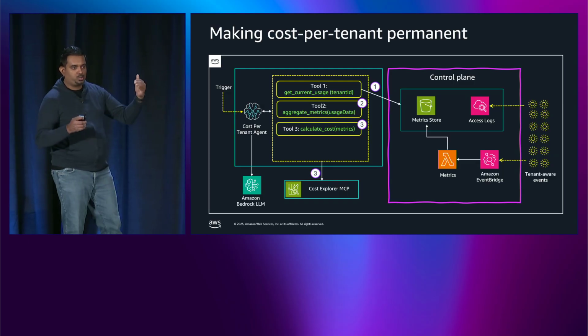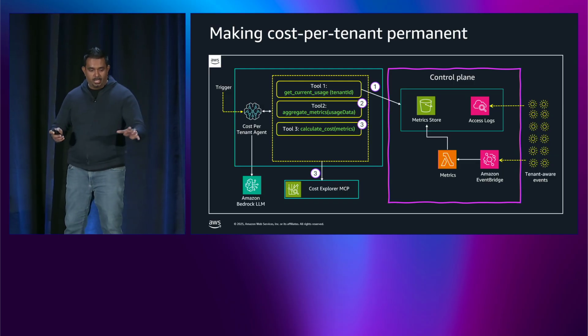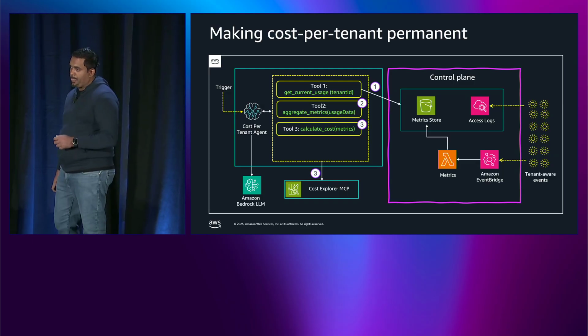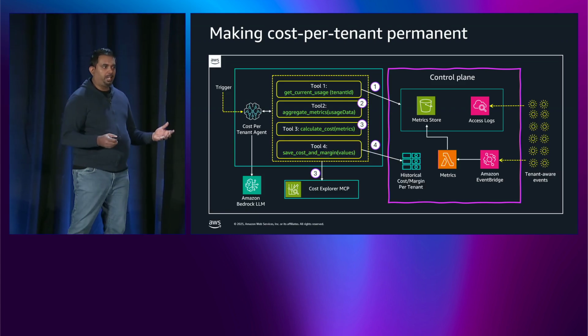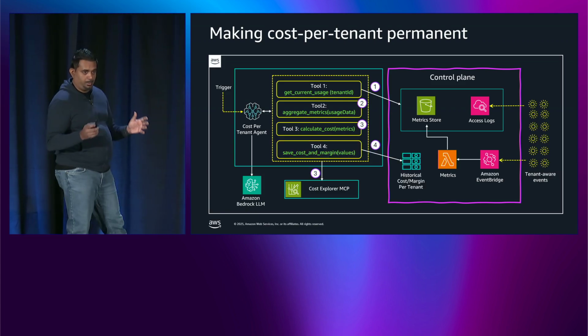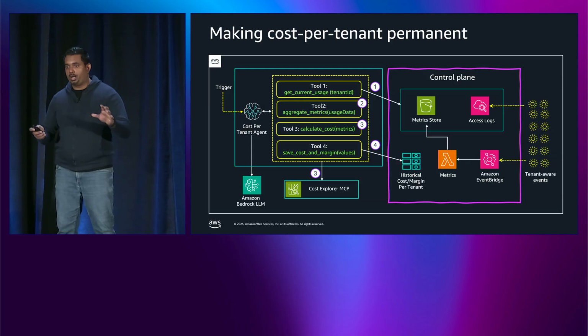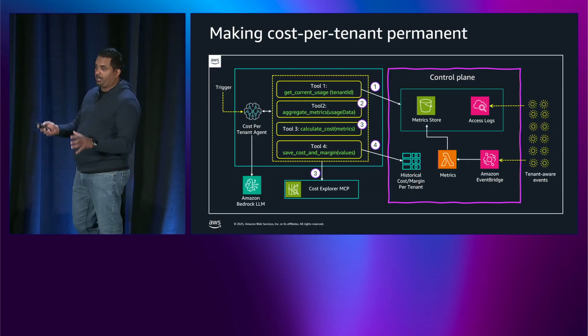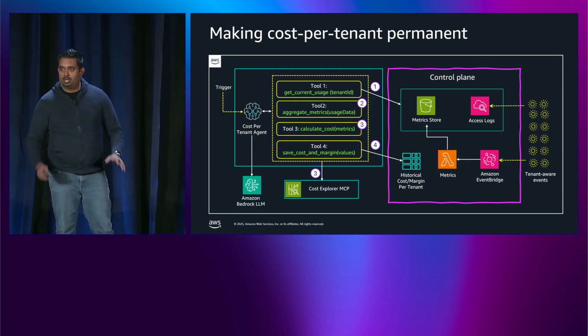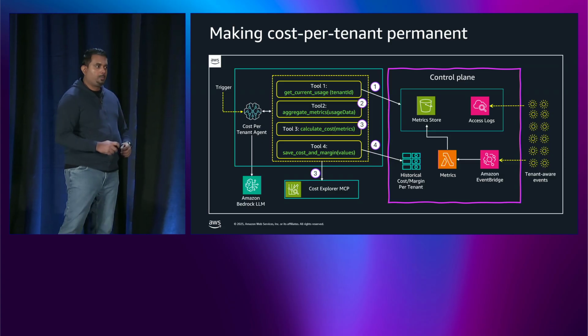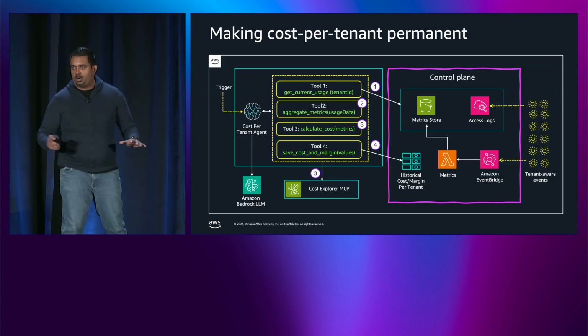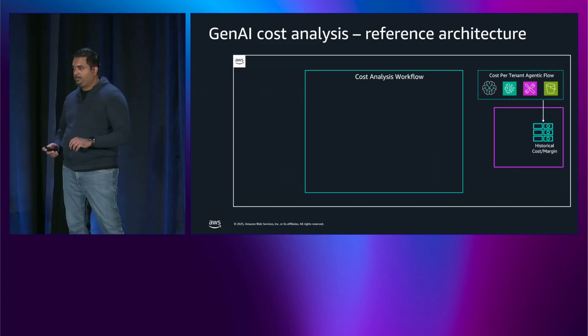Now, whenever you are building this for your SaaS application, you will feel that, hey, we need more tools, more steps in the workflow. That's totally fine. The agent will be able to orchestrate them all for you. Now, when I know the cost per tenant, I can easily get the margin value as well at the same time, and that's great because now I can have the cost and the margin both in the same data set and then save it in the control plane for future use. Now, this is going to be the base for our cost analysis architecture.